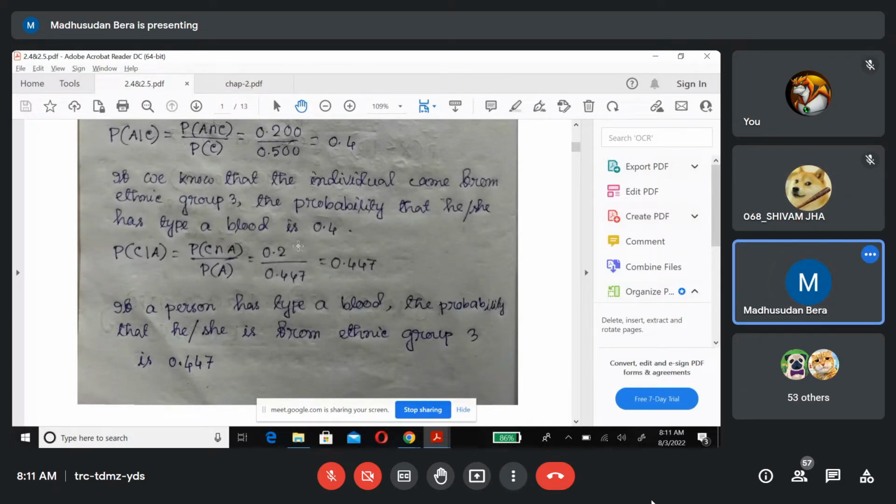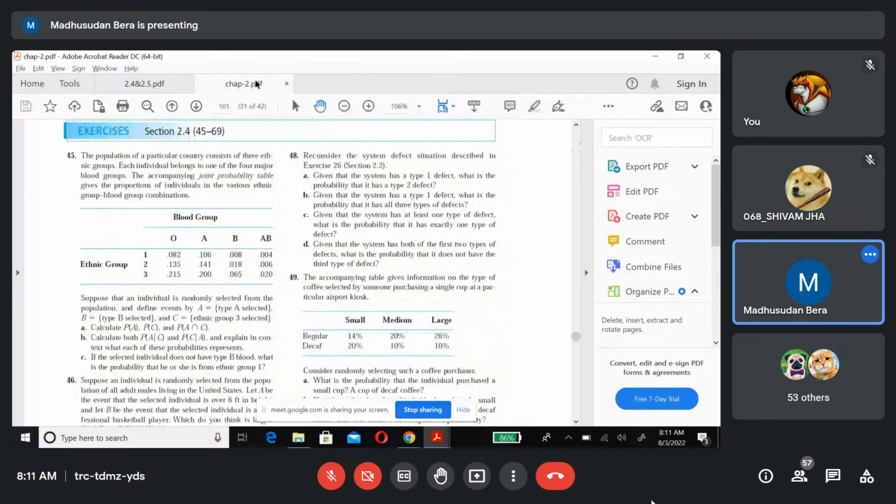Then part C. What is part C? If the selected individual does not have type B blood, what is the probability that he or she is from ethnic group 1? So we have not defined ethnic group 1. Having type B blood is event B, so does not have type B blood means B dash.